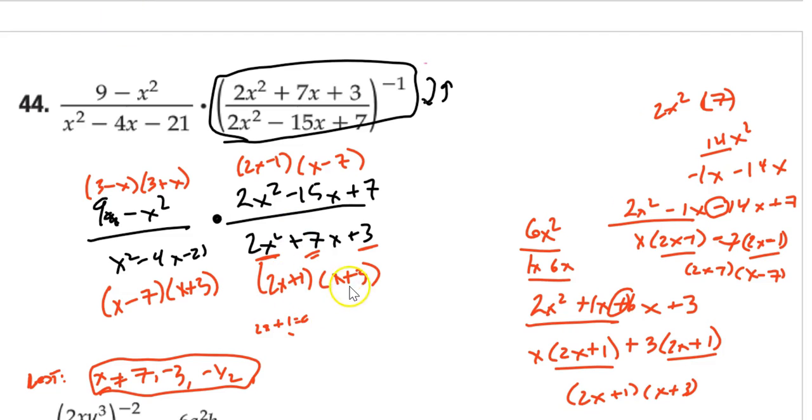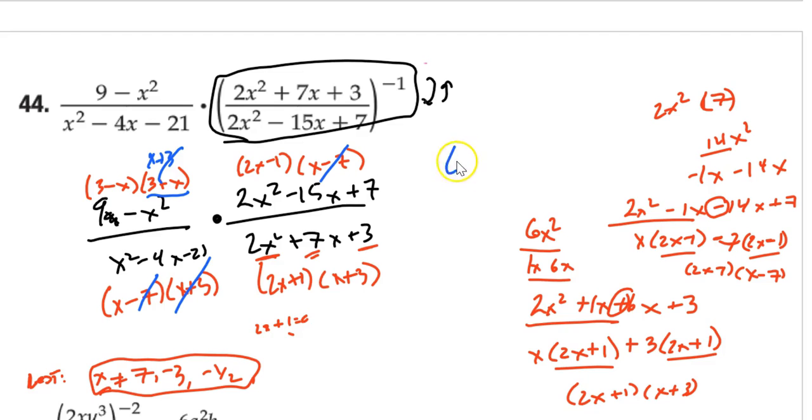And now we can finally cancel stuff out. Let's see, x minus 7's cancel. These don't cancel. Now look at this, x plus 3 and x plus 3, they're actually the same thing. Because it's a plus sign, it doesn't matter. So you don't have to do that negative 1 rule. They cancel out anyway. Here, the negative 1 trick won't work, because if you flip this to negative 2x plus 1, it still doesn't cancel. So I'm just kind of stuck.